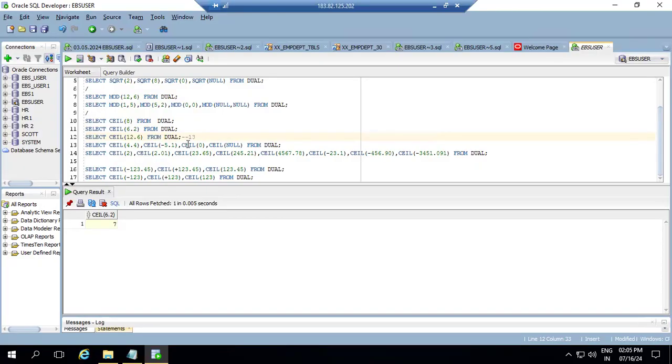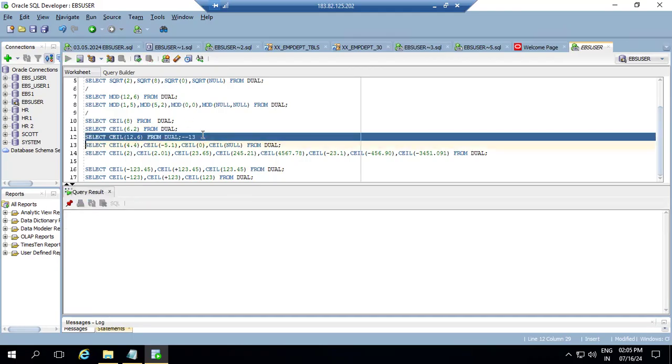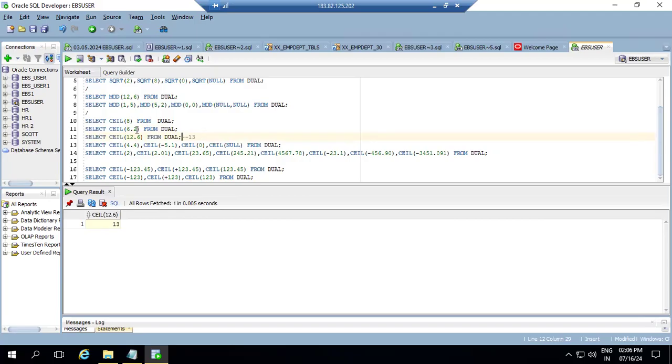So actually, what is the work of CEIL over here? It is generating the next highest value. It is not checking the decimal places. So what happens while executing this third query? 14. So 2 got added. As I told, this CEIL function is nowhere related to the decimal. In general, in mathematics, we would use round off: above 0.5, we add 1. So obviously we'll get the output as 13.